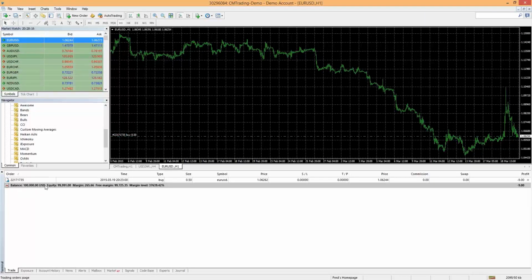You have what we call the equity, the margin that you're using in order to facilitate this trade, the free margin that you're able to continuously trade, and the margin level. Anytime the margin level goes below 20%, your trades are automatically sold out. So that's when you get a call.